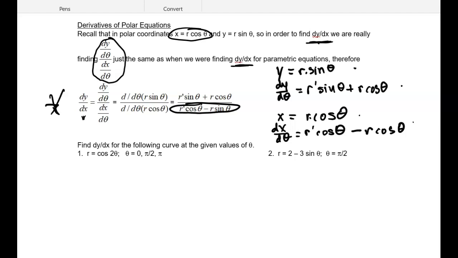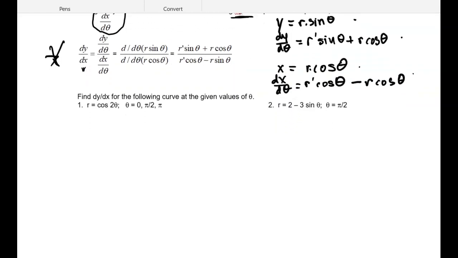Some people over the years have memorized this big, long, ugly formula. If you want to memorize that, that's fine. I think the safe way is that you're going to have to know these conversions up here, something you'd be tested on in and of itself. If you know that, then you would know the derivative is just the derivative of y divided by the derivative of x. That's going to give us that ratio dy over dx. So with that said, let's move along.